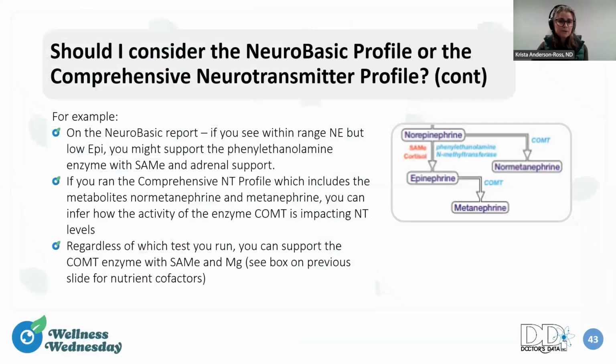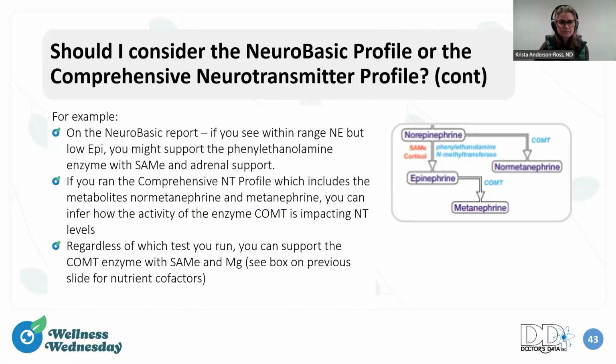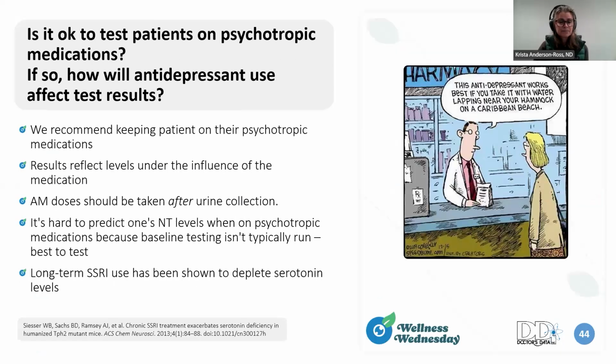So which test should you pick for your patient? Well, both tests are going to help you to evaluate for deficiencies or excess levels, and they can help to illuminate the need for certain nutrient cofactors, which is a nice way to open the door to working on nutrition. And I'll back up there so you can see all those nutrient cofactors in red. The comprehensive profile also allows you to see, again, that metabolism picture, which is going to give you some information about MAO and COMT activity.